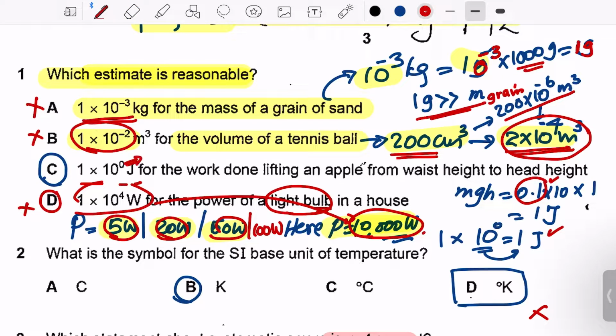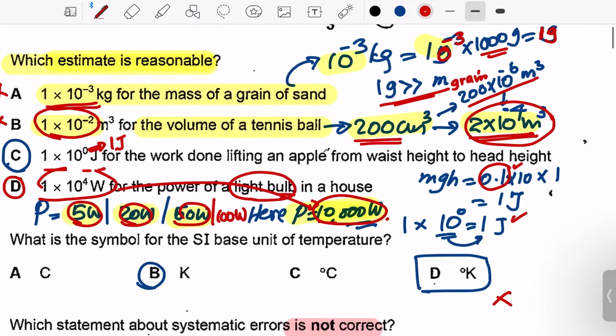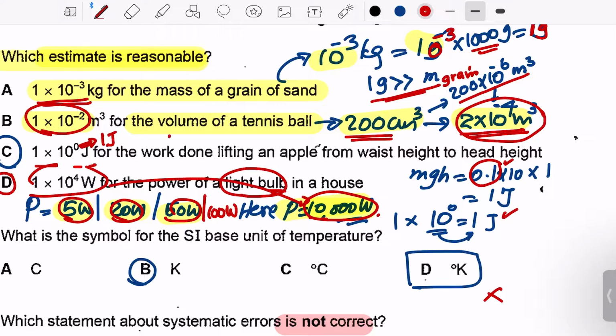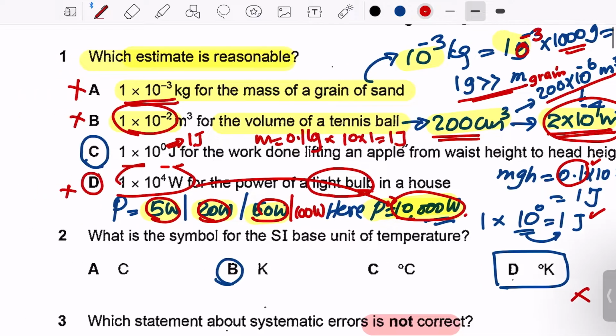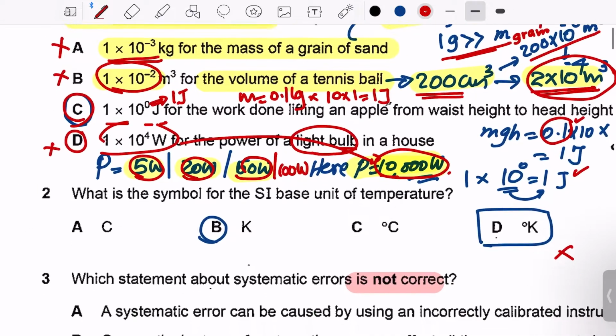Now answer C is slightly confusing because of this 10 to the power of 0. We need to understand that 10 to the power of 0 of any number is 1. So we are talking about 1 joule. Just think about the mass of an apple. Let's say the mass is 0.1 kilogram, height from your hip to head 1 meter, g is 10. So you get 1 joule. So this answer is the right answer.